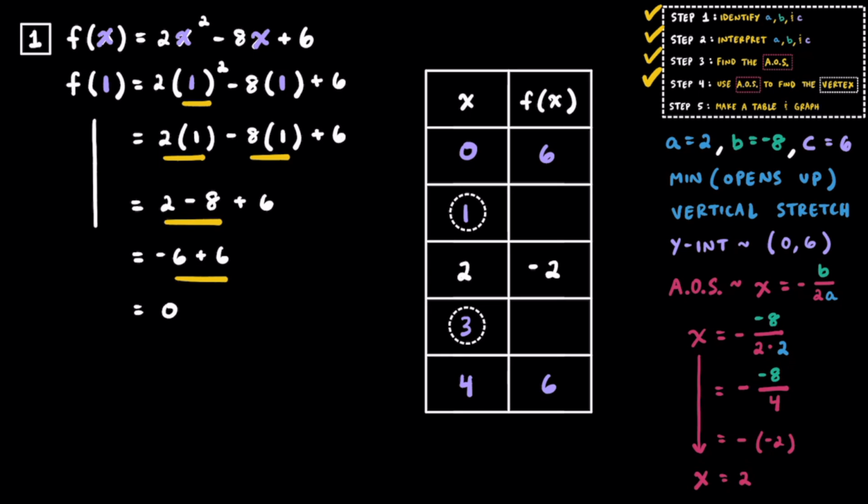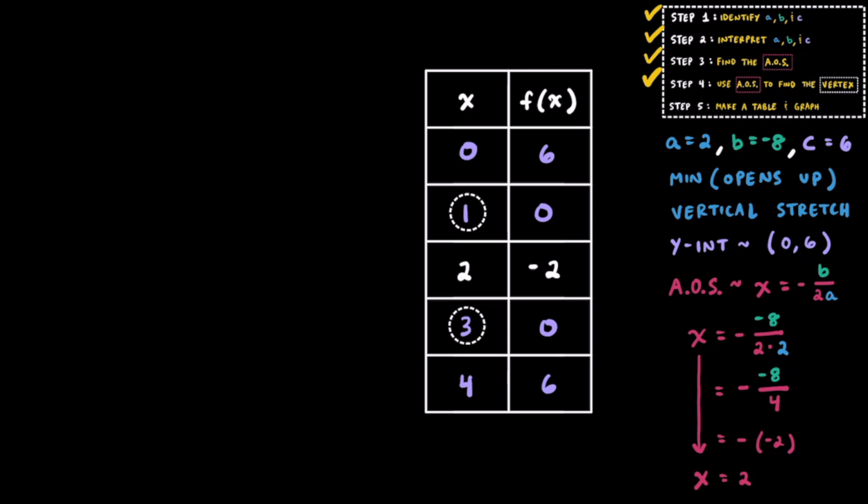It turns out for this function, when x is equal to 1, y is equal to 0. So let's go ahead and plug that in. And now that we have 5 ordered pairs, let's go ahead and sketch our graph.